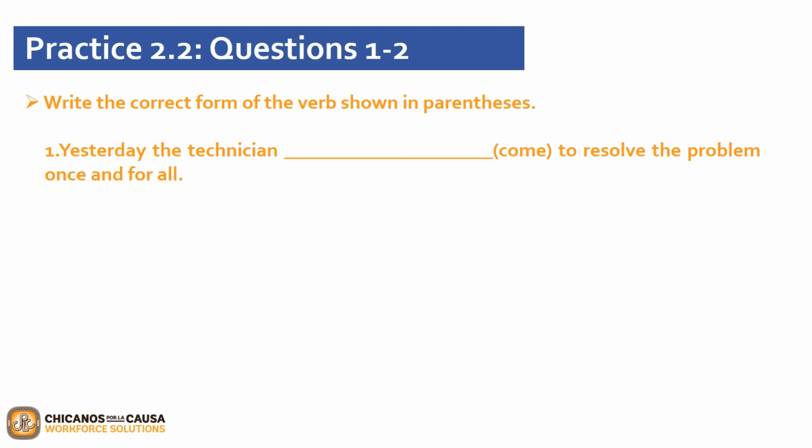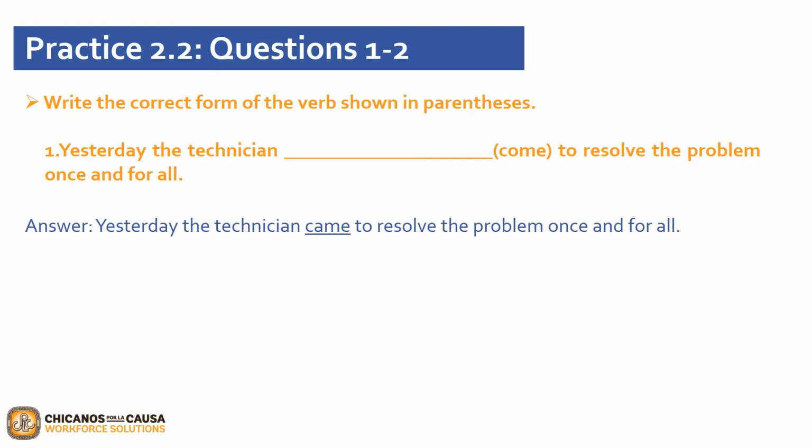Our first question says, "Yesterday the technician blank come to resolve the problem once and for all." What would be the correct form of the verb shown in parentheses? The correct form of the verb shown in parentheses would be, "Yesterday the technician came to resolve the problem once and for all."